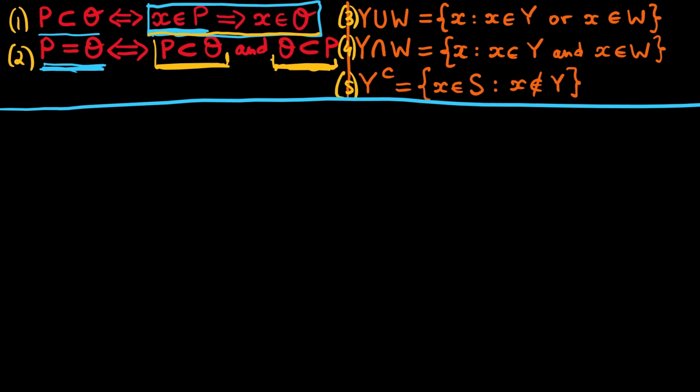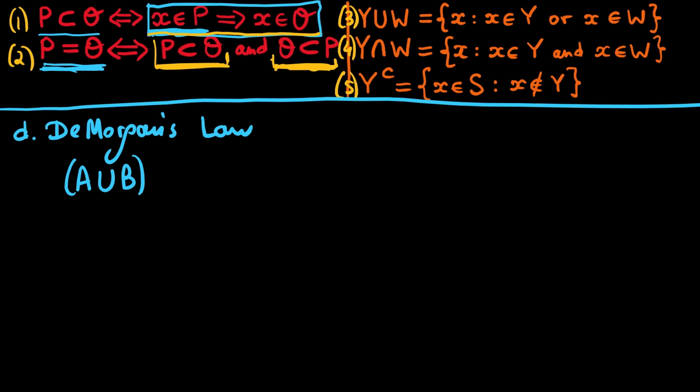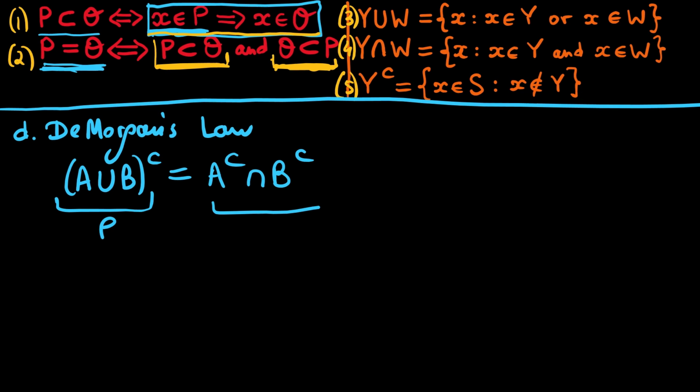Okay, De Morgan's law. So this is D. De Morgan's law: we've got A union B. The complement of that is equal to, we take the complement of each, and we connect them by the operator other than the one that's inside the parentheses. Okay, so again, this is P, this is Q.